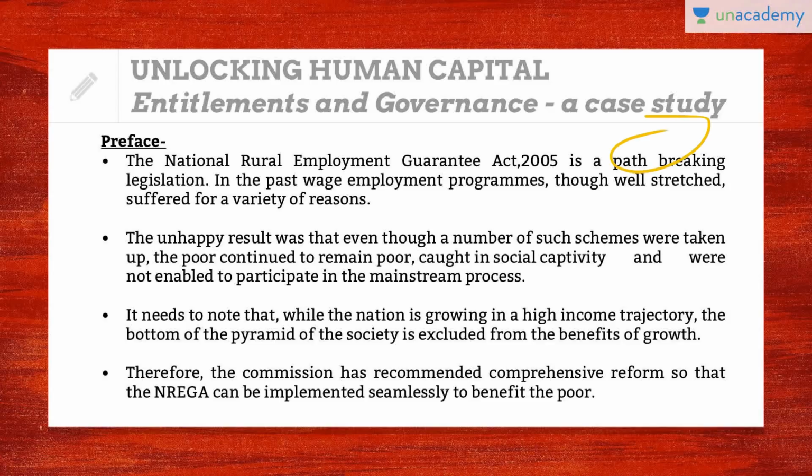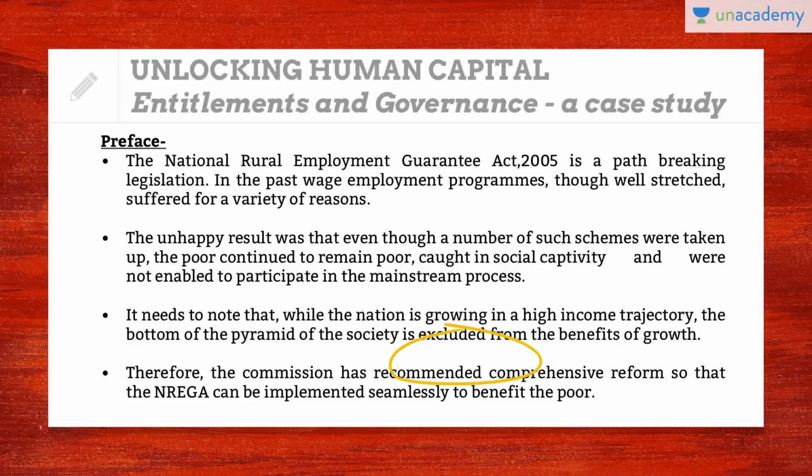It is a path-breaking legislation, and in the past wage employment programs suffered for a variety of reasons. The unhappy result was that even though a number of such schemes were taken up, there was no result as such. The poor continued to be poor. They were caught in social captivity. They were not able to participate in the mainstream processes. The nation was growing on a high income trajectory, but there was no trickle down effect. The bottom of the pyramid stayed poor. They stayed excluded from the benefits of the growth. And this is a very sad state of affairs, that the rich are getting richer, the poor are getting poorer.